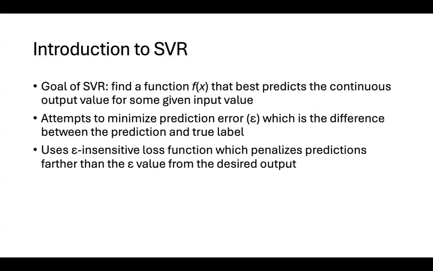The goal of support vector regression is to find a function, f of x, that best predicts the continuous output value for some given input value. It attempts to minimize prediction error, or E, which is the difference between the prediction and true label. It uses error-insensitive loss functions, which penalize predictions farther than the error value from the desired output.